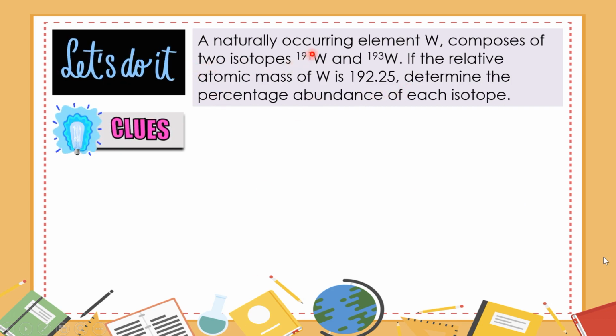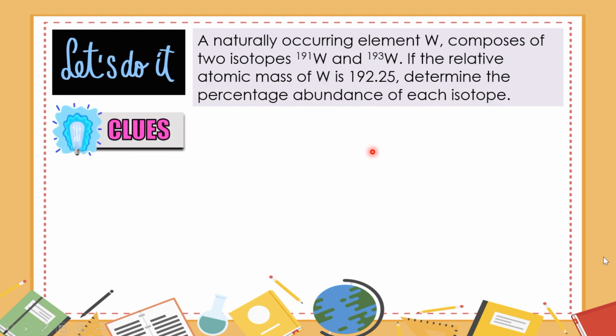A naturally occurring element W is composed of two isotopes, W-191 and W-193. If the relative atomic mass of W is 192.25, determine the percentage abundance of each isotope.